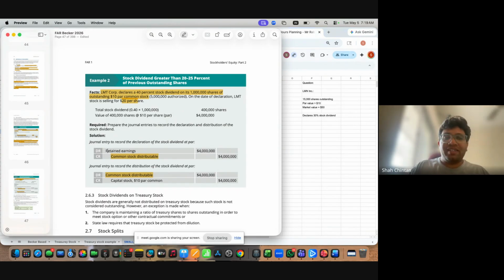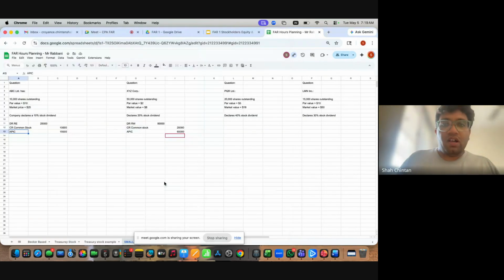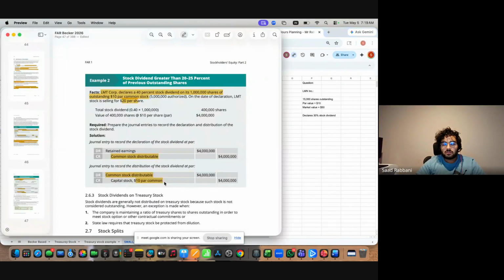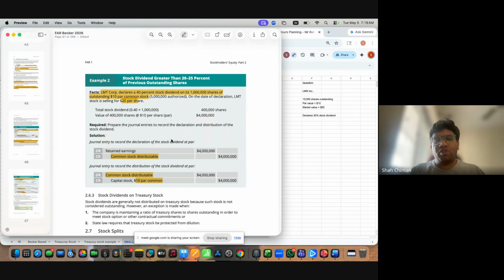Again, the entry is very same. It's retained earnings account debit to common stock. Because everything is recorded at par value, there is no requirement to create the APIC here. What to do of common stock distributable? That's a temporary account, so not on the same day are you going to issue the share. So what they are saying is, retained earnings to common stock distributable, and common stock distributable to common stock.